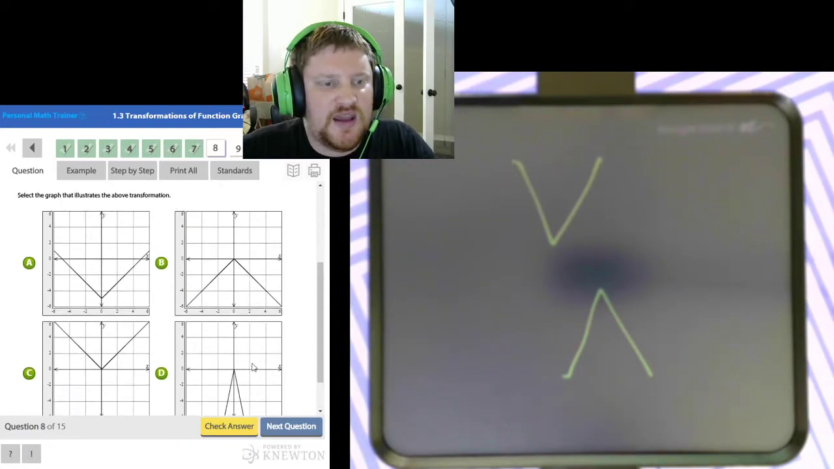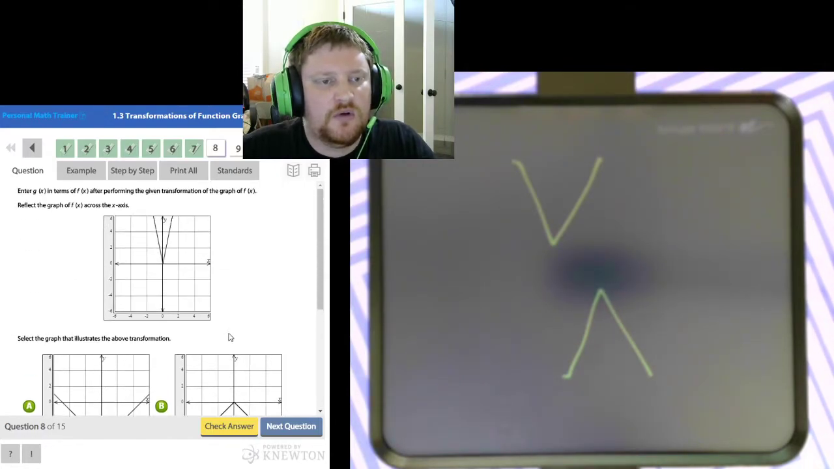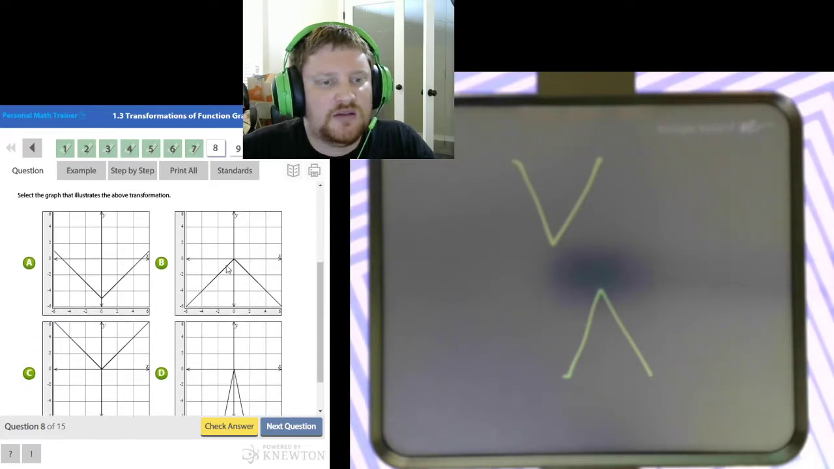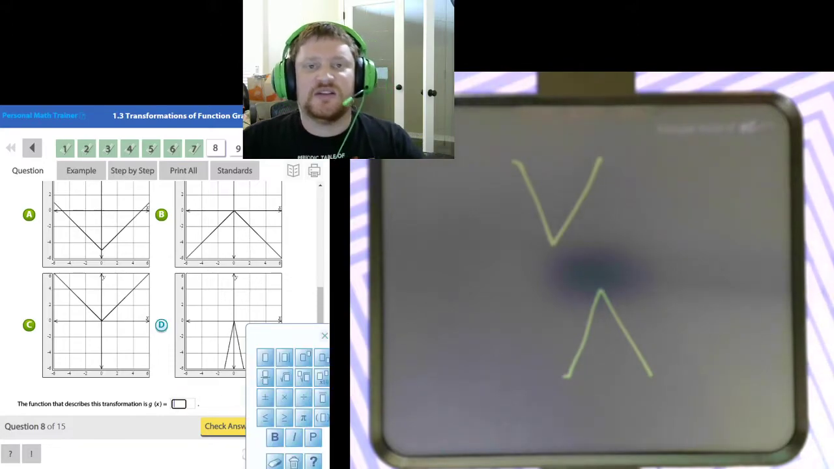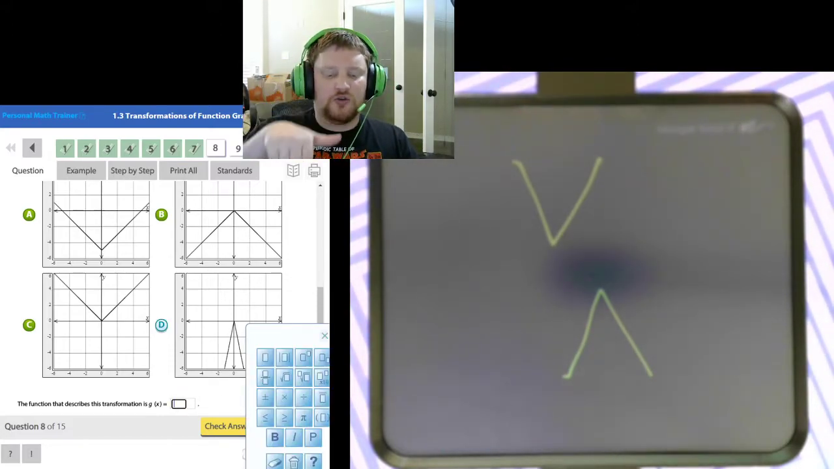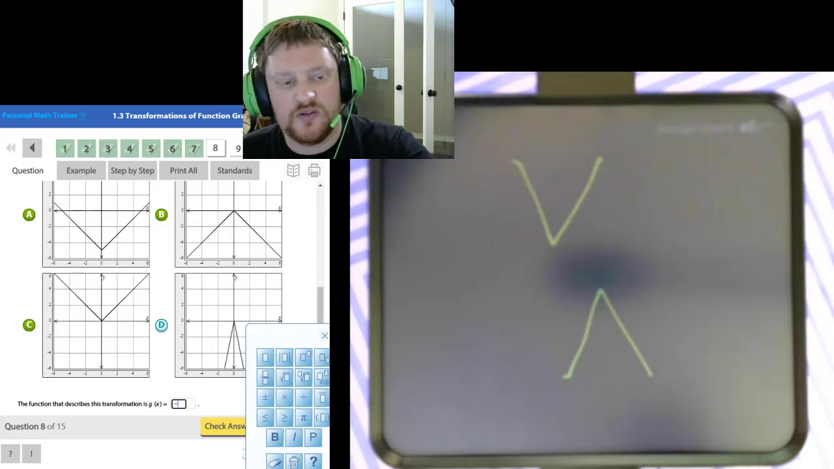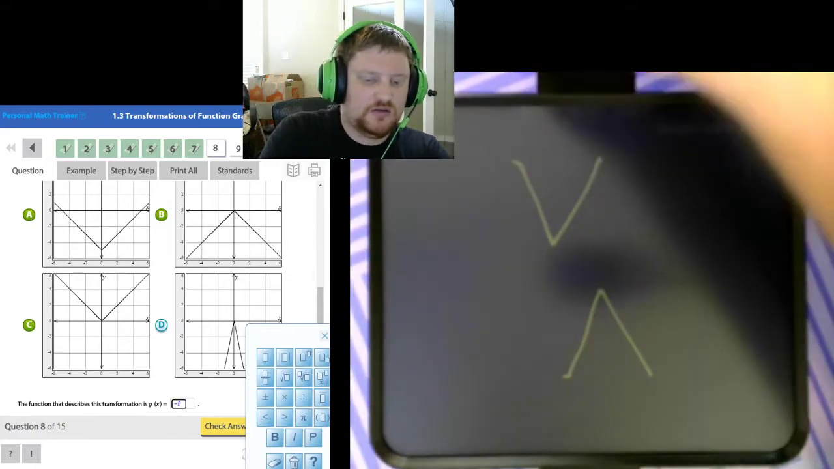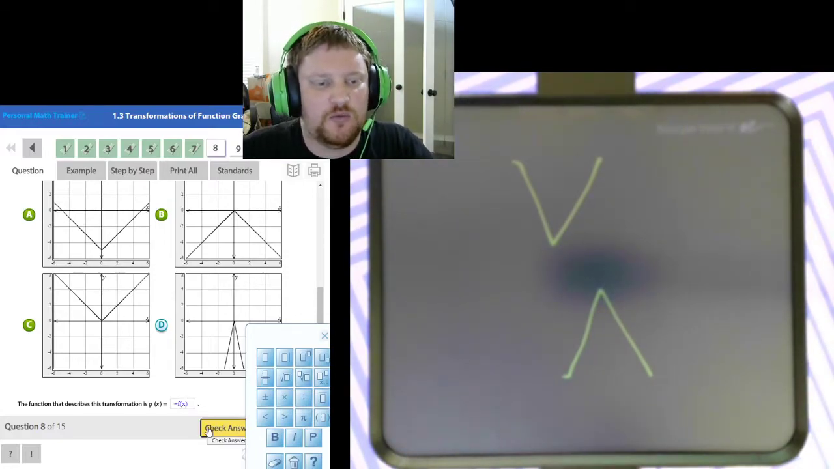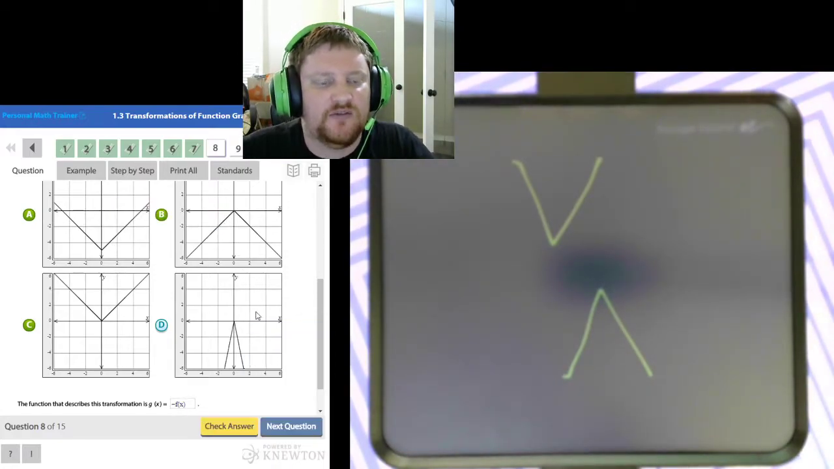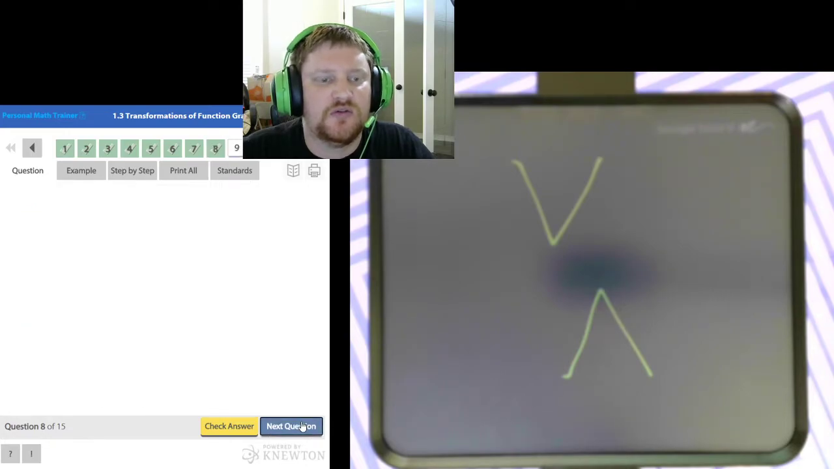So both B and D open down, but we can see that this one is kind of narrow, and this one is not. So we know that our answer has to be D, because all we were supposed to do was flip it over the x-axis. Since this is now a vertical transformation, your notes will tell you that the negative sign goes on the outside. So it's negative f of x instead of the previous question, which was f of negative x. Those are two different things.